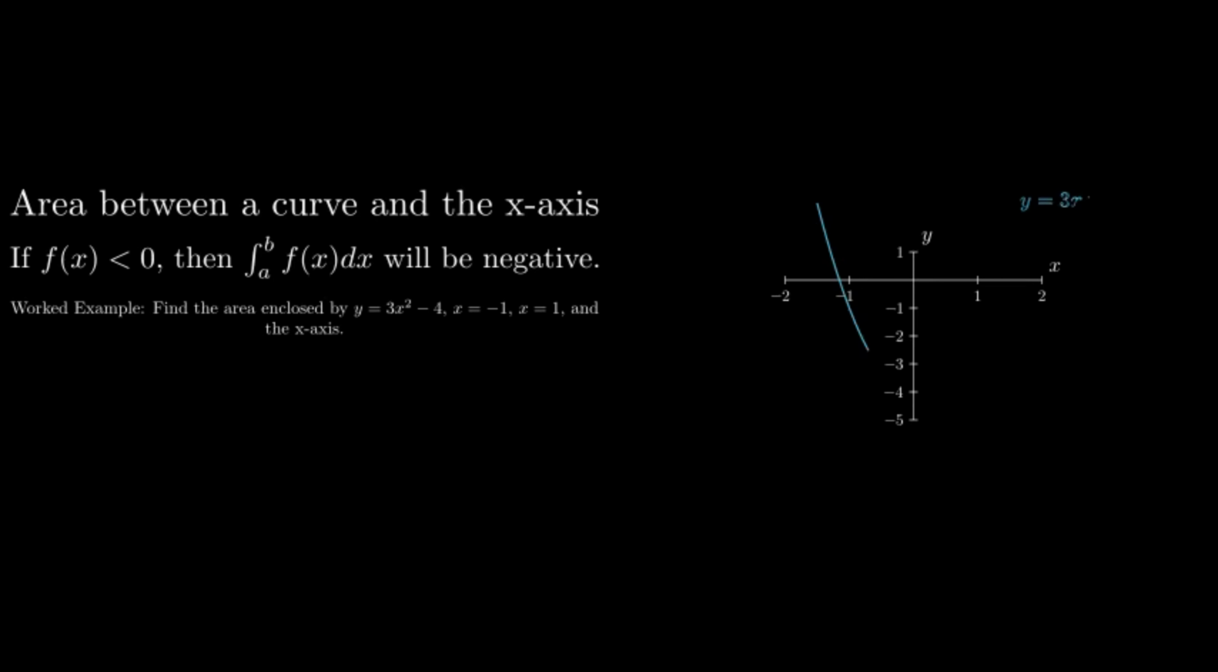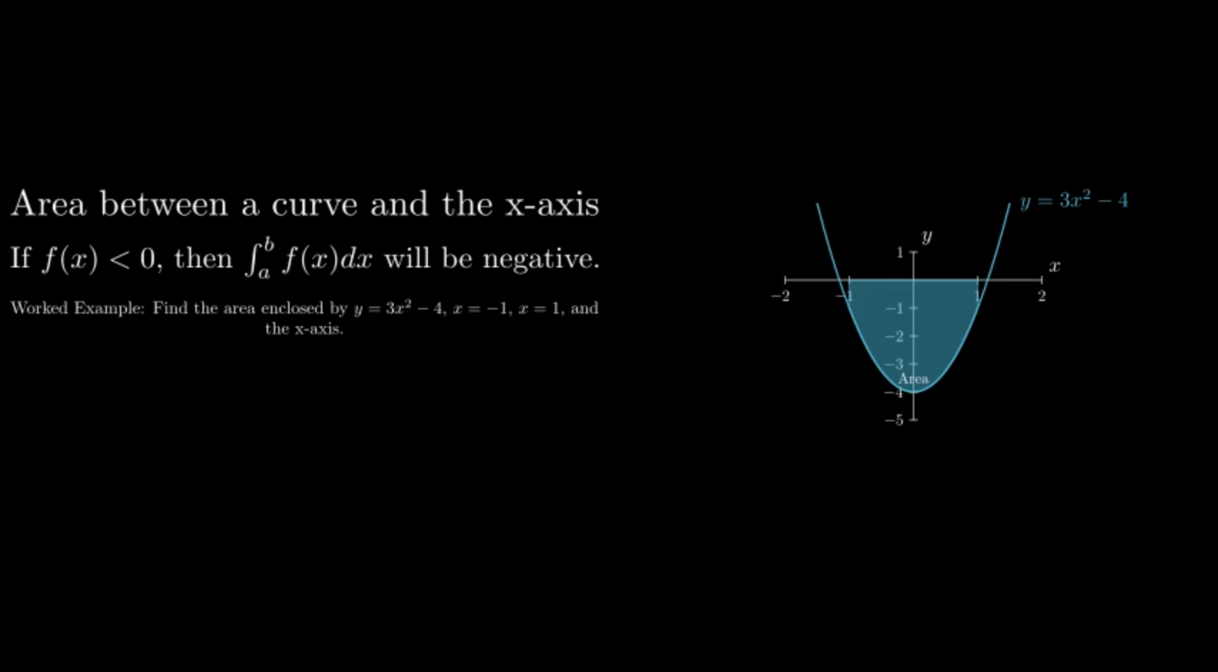First, it's always a good idea to sketch the graph. This parabola opens upwards, with its vertex at 0, minus 4. Between x equals minus 1 and x equals 1, the entire curve is below the x-axis. So, we should expect our definite integral to come out negative.